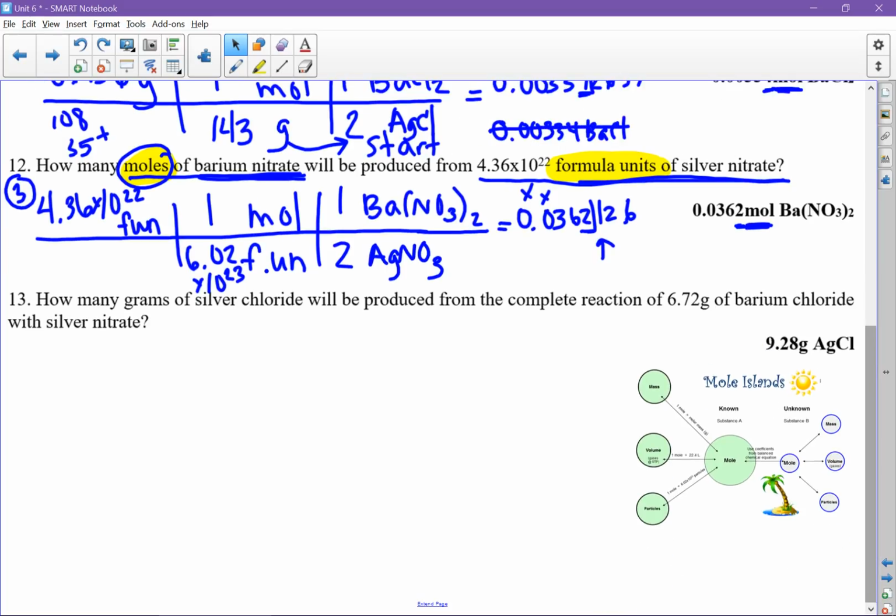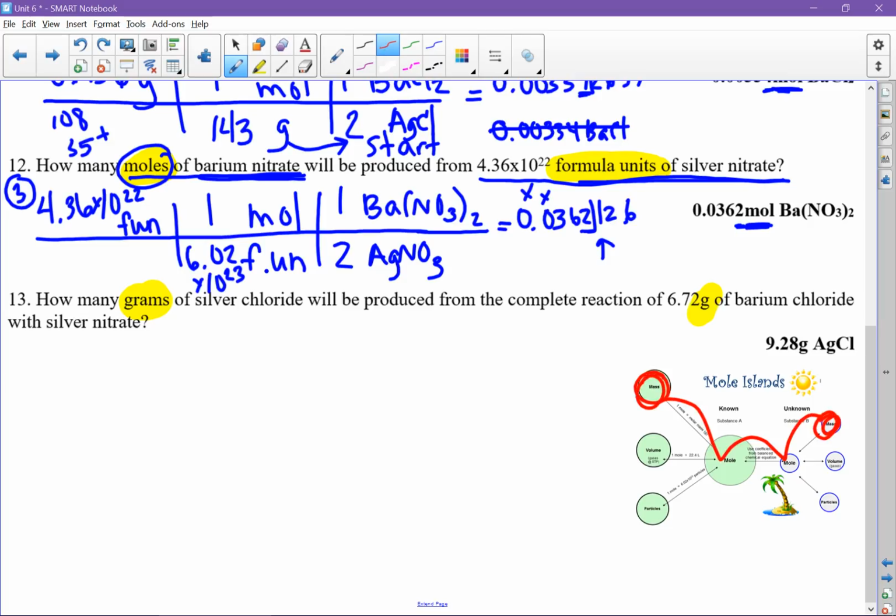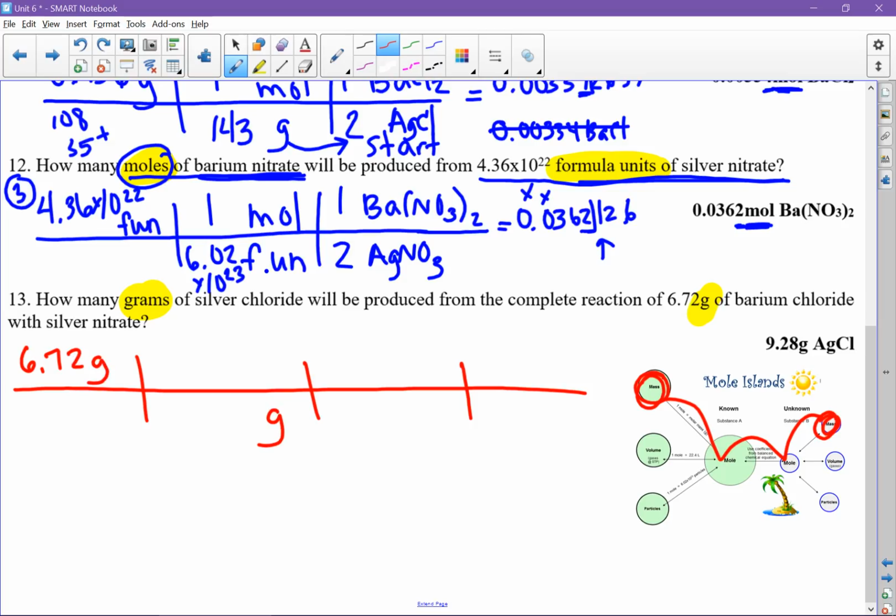Alright, let's take a look at this last one if you need some help. So first let's find our islands. I see grams and I see grams. Okay, we've got mass here, mass here. That's a 1, 2, 3-step fence. I have 6.72 grams. First I'm going to go grams down, and I want to go to mole island. That's the next thing I put in my fence.